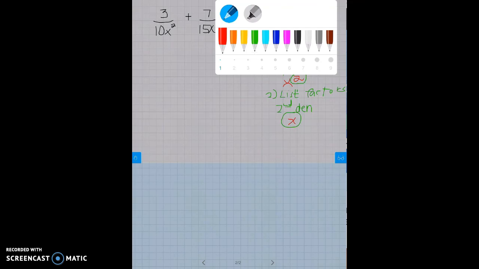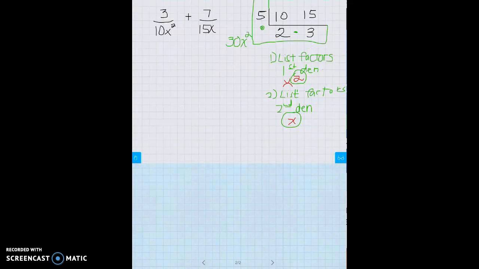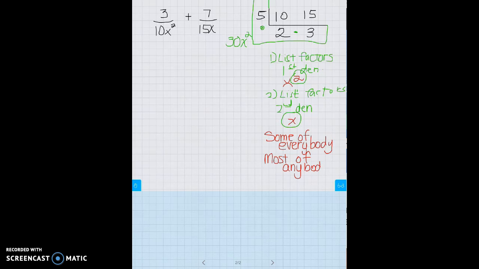This is what I told my daughter when she was trying to figure out how to do this before, and it was driving her crazy. I told her she needed some of everybody. That means you look at all the factors. In this case, the only factor I have is an x. The problems are going to change, but in this one, I only have x's. So you need some of everybody, but I need the most of anybody. For each of those factors, I need the one that appears the most times. So if I have an x to the fourth and an x to the second, then my common denominator would have an x to the fourth, because it would be the highest of the powers.